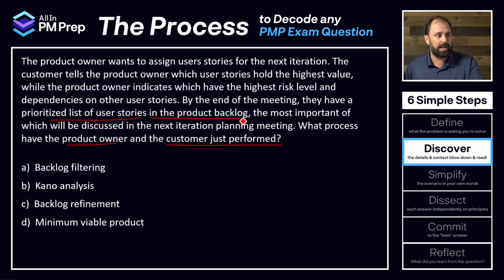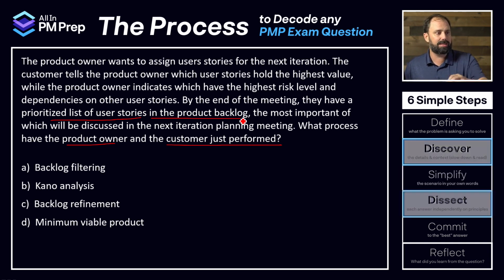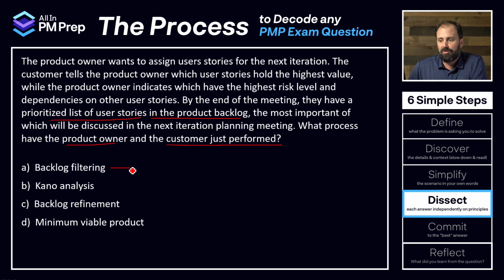Yeehaw. Let's go through the answers. Woo! We just broke it down, and let's dissect. All right, A, backlog filtering, not a commonly used term. Let's just eliminate that off there. Kano analysis. Kano analysis is a way to prioritize the backlog by looking at the individual stories. It's a methodology, but it's not the actual meeting, so gone.